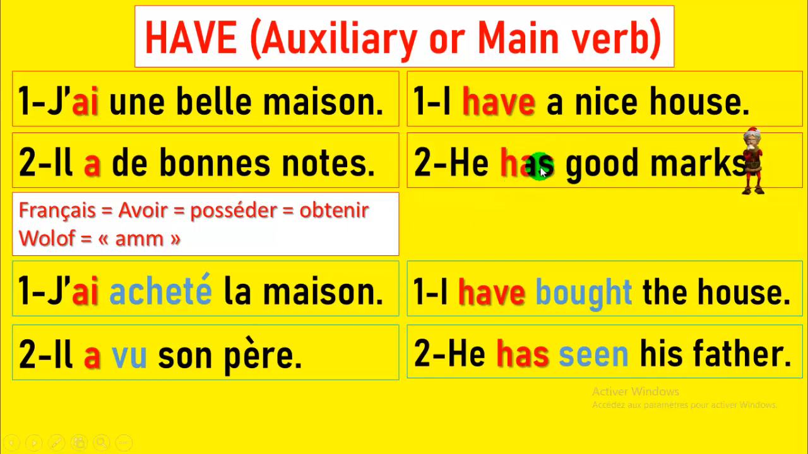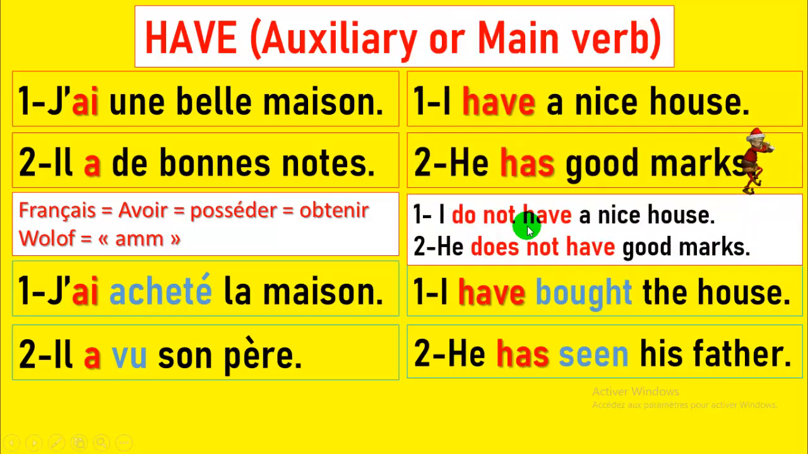Am in wolof, am na, am na. So here it is a verb in the negative form. I do not have a nice house. He does not have a nice house because it is a verb.